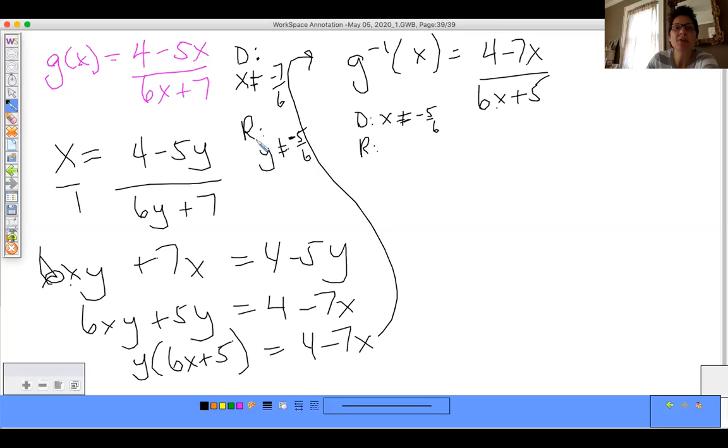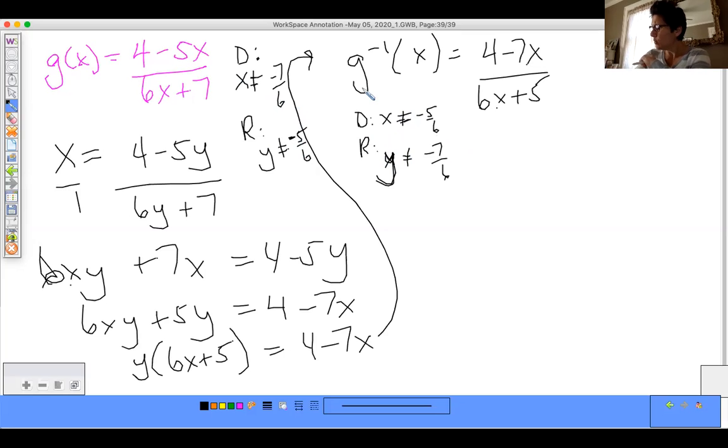Because remember, the domain and range flip-flop. So if you wanted to tell me what the range was without even looking, I'm sorry, this is Y. If you wanted to tell me what the range was, Y can equal what here? -7/6, because remember, your domain and range always do a flippity-flop, okay?